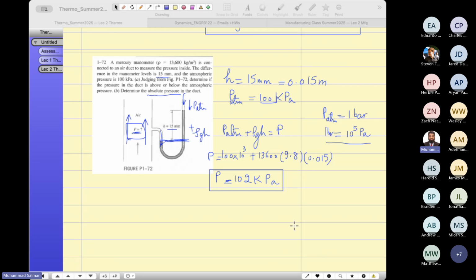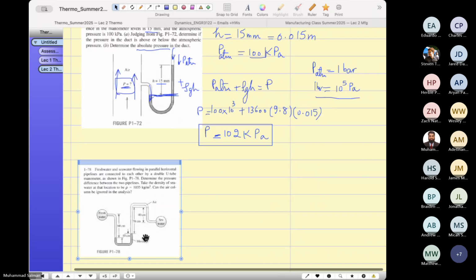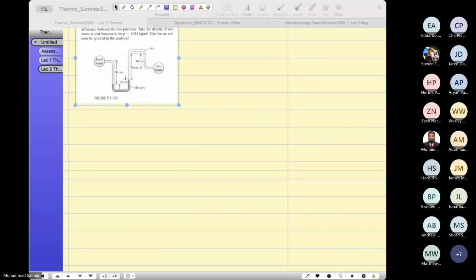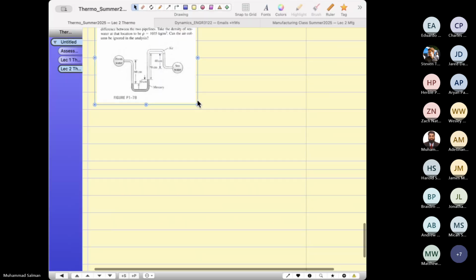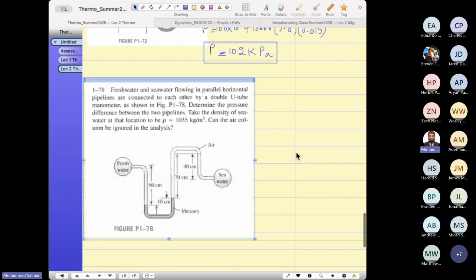Fresh water. This is a very good problem. I want to show you a very good problem. Please draw this diagram.